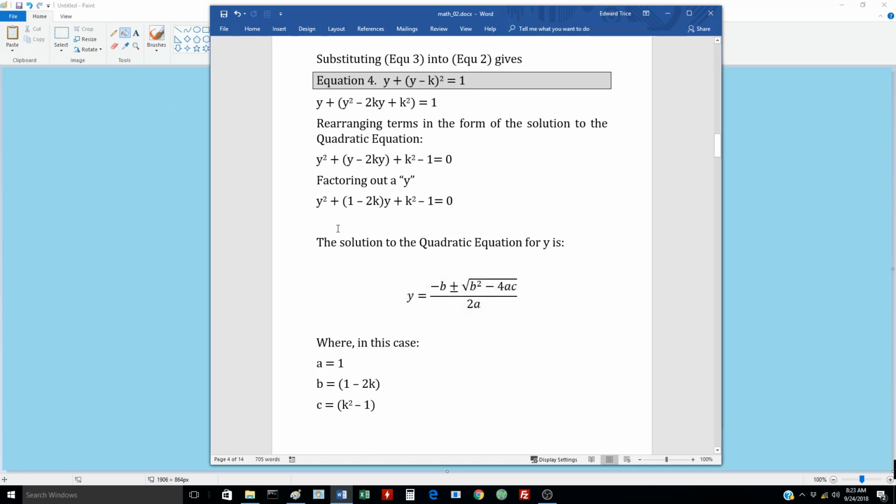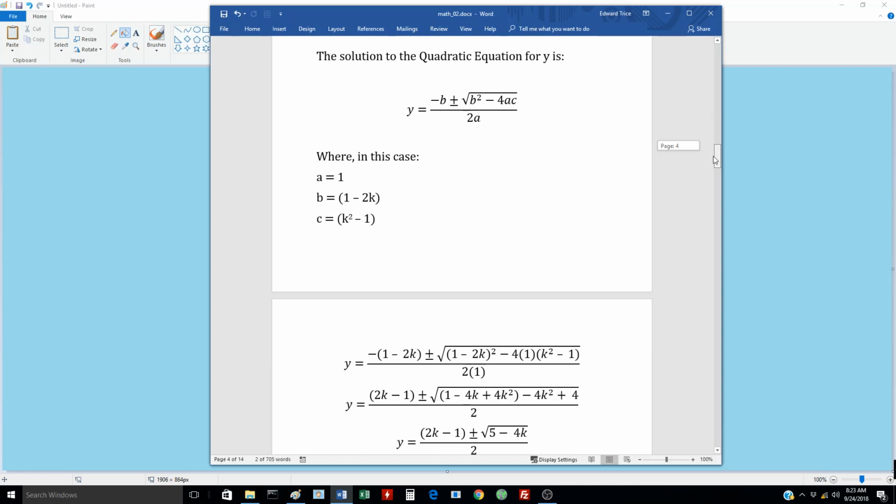Usually you say ax squared plus bx plus c equals 0. In this case, c is just a constant. It doesn't matter that it's an expression here. It's just k squared minus 1. And the coefficient in front of the y, again, it's not one term. It's just 1 minus 2k. There's no reason why we cannot substitute those into the solution for the quadratic equation.